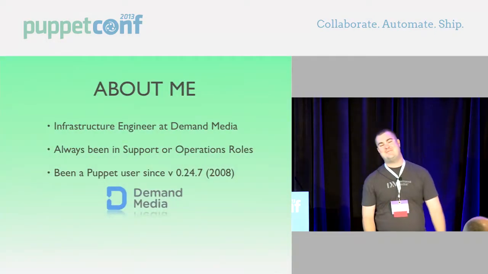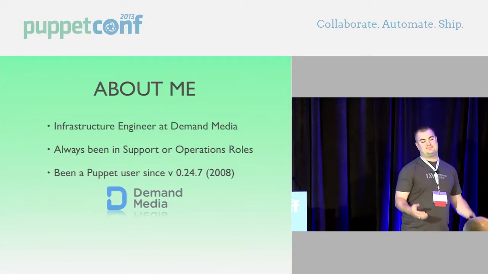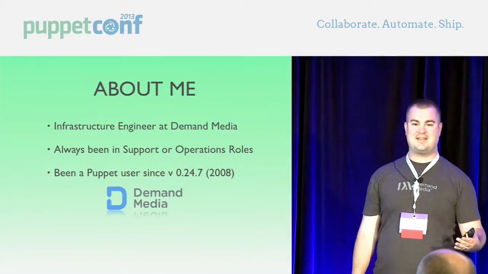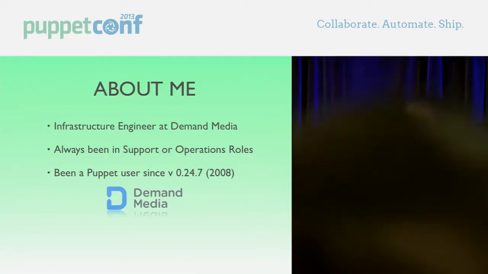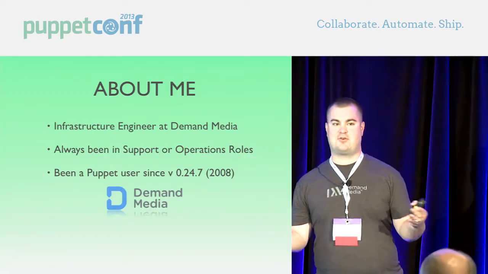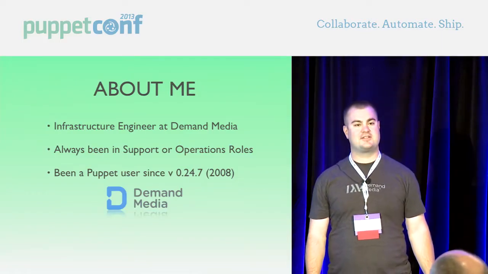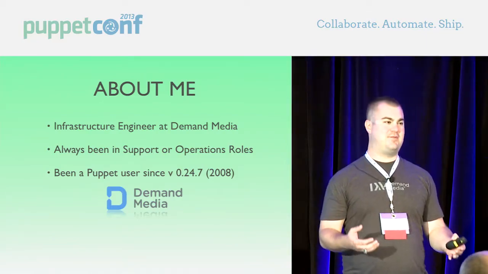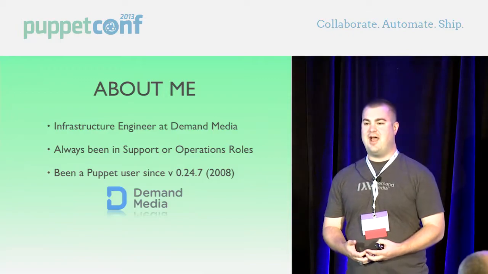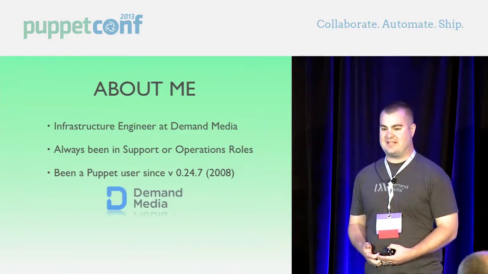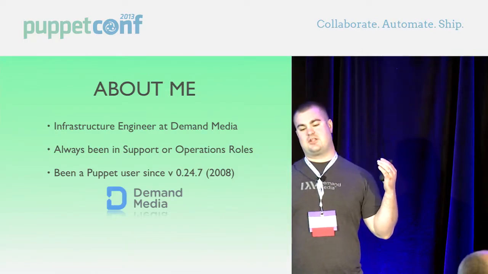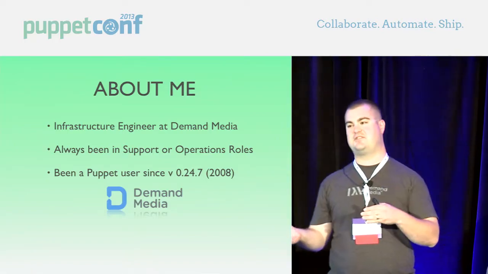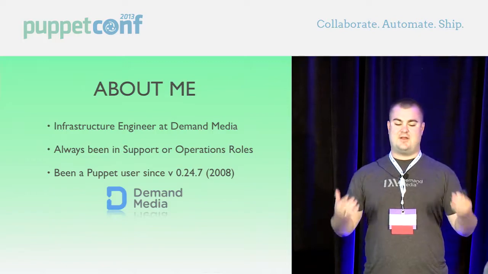Okay, so a little bit about me. I'm an infrastructure engineer at Demand Media. I've always been in support or operations roles, so I actually was in the help desk answering phone calls about an ISP. Or I've been running websites or running core infrastructure for UCR for a long time. I've been using Puppet since 2008, more importantly for those of you that have been around a while, 0.24.7. So I've been through the pain. I know what it was like to go through all the various aspects of the change from 2.6 to 2.7. It wasn't fun, but it's been a blast.